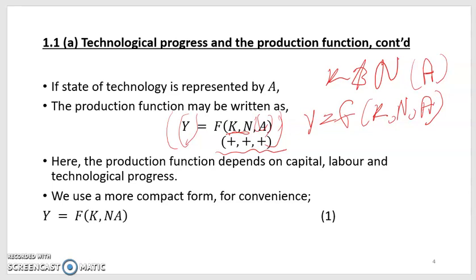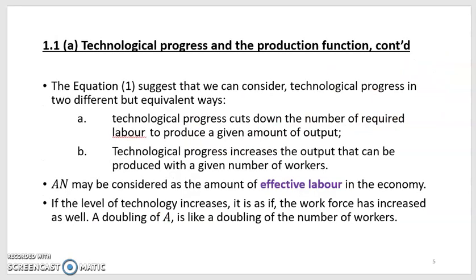For our convenience, let's restrict this production function even further. We restrict it by stating that output is a function of capital, and also a function of labor times technology. Or rather, production depends on capital and on the labor multiplied by the state of technology. This new picture means that we can think of technological progress in two equivalent ways. That is number A. Technological progress cuts down the number of labor required to produce a given amount of output.